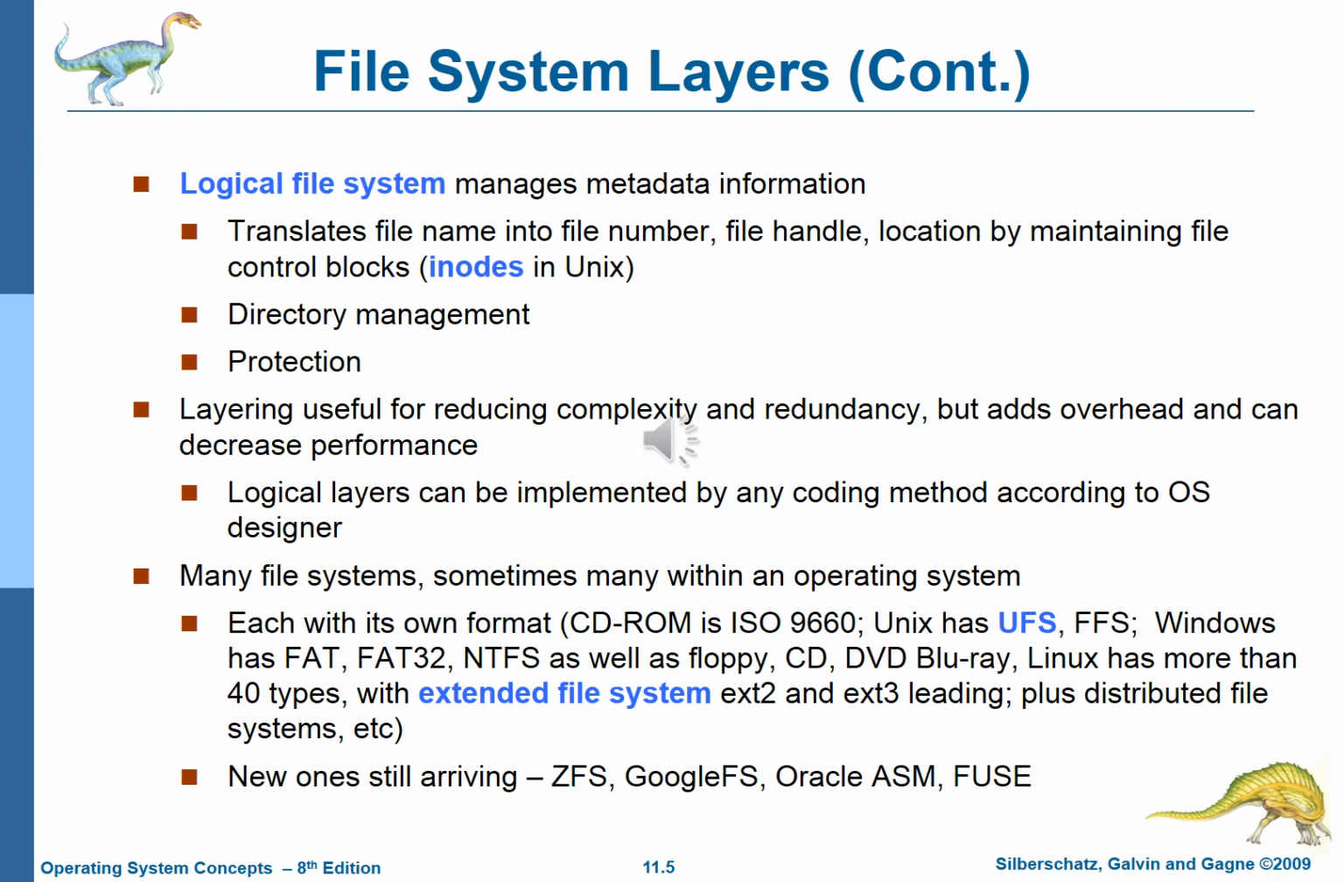There are many popular file systems: for CD-ROM, ISO is there, Unix has UFS, Windows has FAT32, and NTFS is the latest that is being used. Linux has ext2, ext3, and ext4 file systems, and there are many new file systems which are coming.